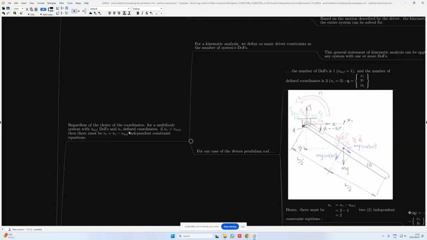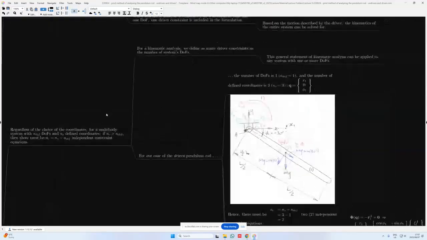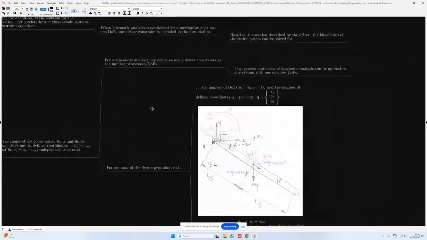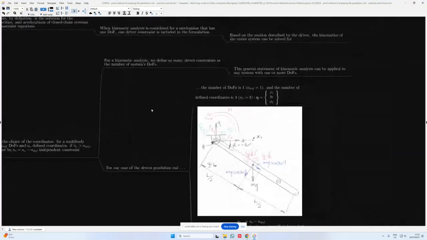NV in this case, which is the number of defined coordinates, is then 3 times the number of bodies that you have, because each body has X, Y translation coordinates, and it also has a rotation about Z. So that's where the 3 times comes from when we multiply it with the number of bodies. So for a kinematic analysis, we define as many driver constraints as the number of system's degrees of freedom. This general statement of kinematic analysis can then be applied to any system with 1 or more degrees of freedom.